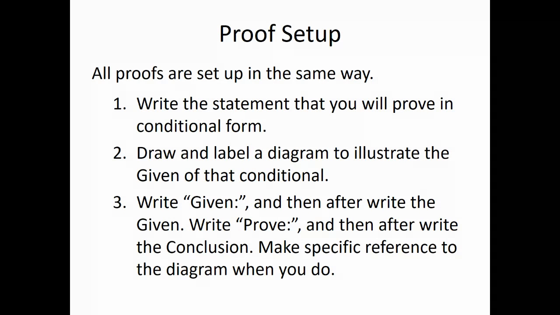So here's how proofs are set up, and we'll do some examples, of course. Write the statement that you will prove in conditional form, if it isn't already; sometimes they are, sometimes they are not. Then, very important, we will draw and label a diagram to illustrate the given, not the conclusion, but just the given. And then we will write the word given, and after that, the given of the proof. After that, we will write the word prove, followed by the conclusion at which we are supposed to arrive. And we will make certain that this refers to the diagram that we have given. And in this way, our proofs will always be specific.